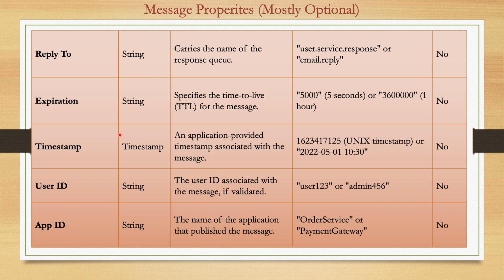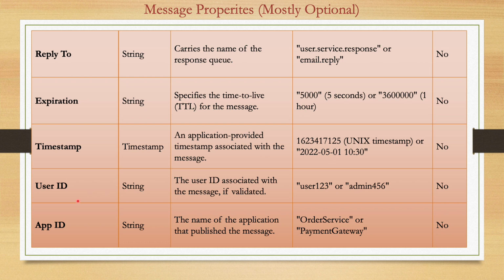Timestamp. The timestamp property represents an application-provided timestamp associated with the message. It can be used to indicate the creation or modification time of the message. The timestamp value can be a Unix timestamp, an integer representing the number of seconds since January 1, 1970, or a formatted timestamp string such as May 1, 2022, 10:30. This property helps in tracking and ordering messages based on their creation or modification times.